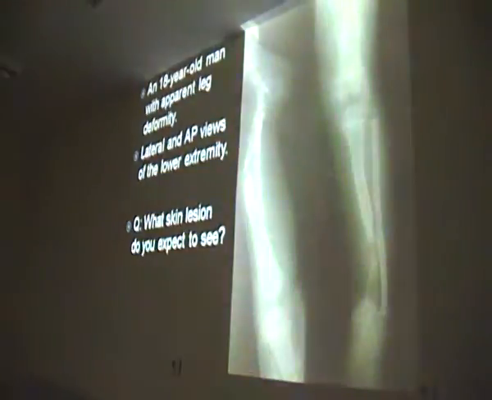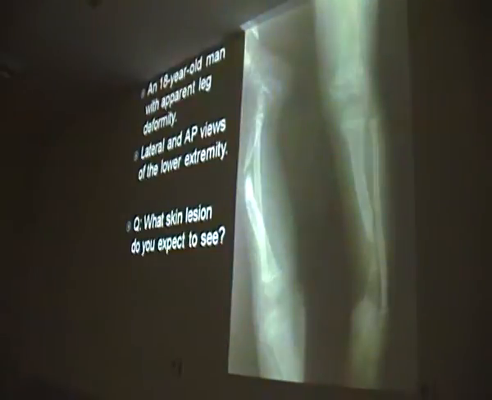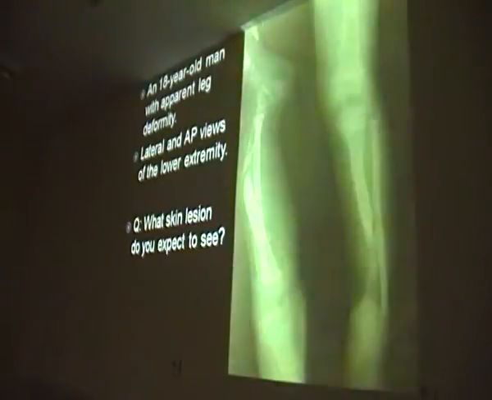Here is an 18 year old man with apparent leg deformity, lateral and AP view of the lower extremity. So what can you see? Fracture, and fracture can lead to complications. Medical students, you finished your orthopedics. What is the complication of fracture? Infection. Malunion, or not really malunion but necrosis. Arthrodesis. A false joint. Nothing called pseudoarthrosis.